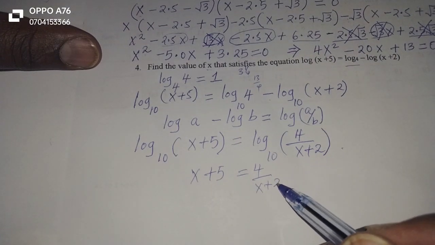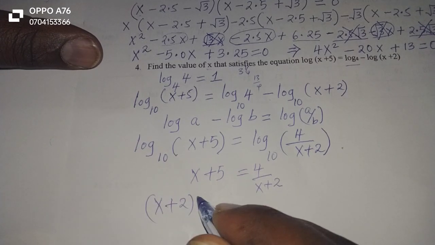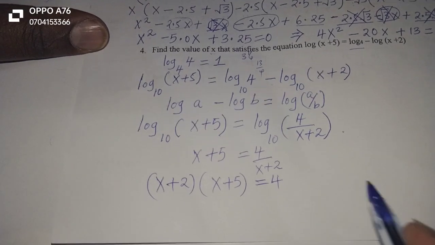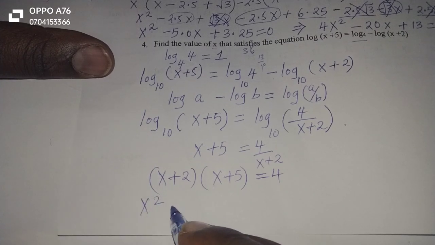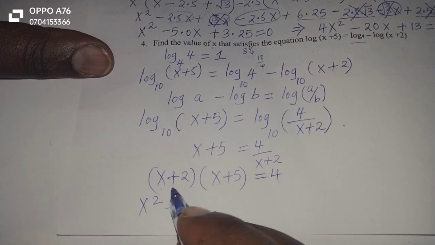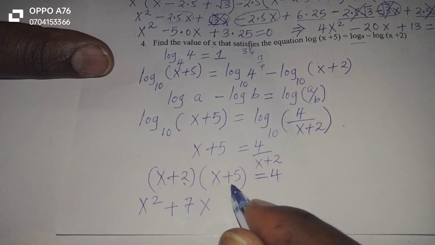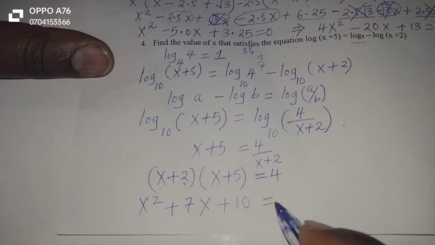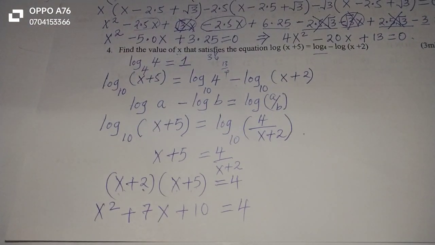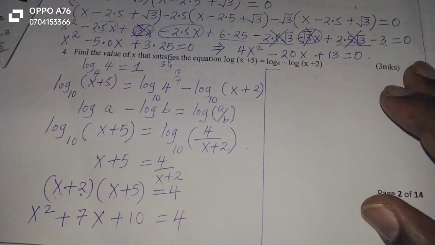We can multiply by x plus 2 both sides, such that x plus 2 multiplies x plus 5, and this is equal to 4. Then we expand and have x squared, that's x by x. We get x squared plus 5x, then 2x, which makes it 7x. Then plus 10. This is equal to 4. This means we can now group like terms together and have our quadratic equation. Then we solve it for values of x.